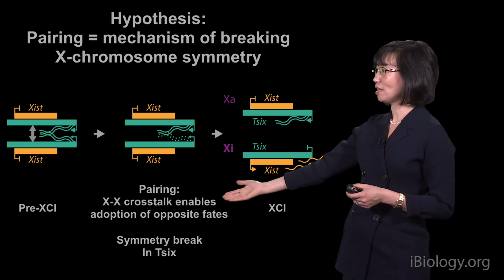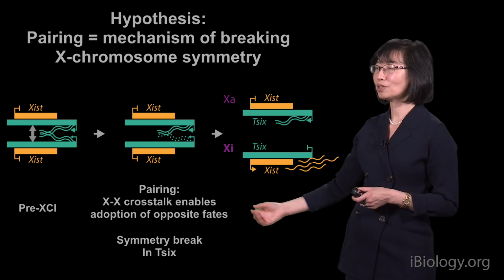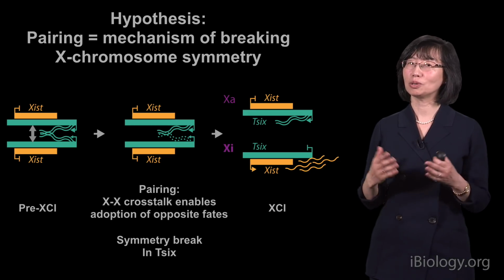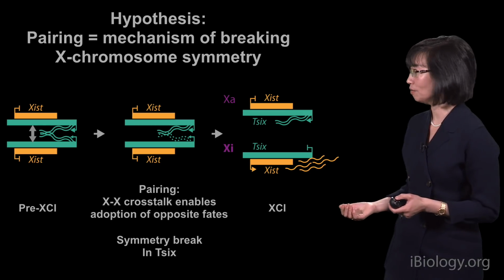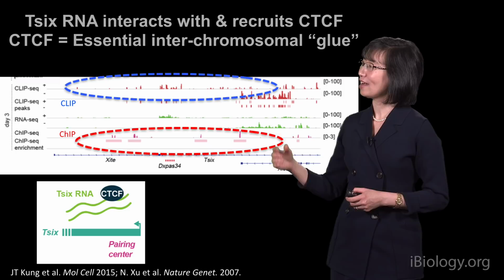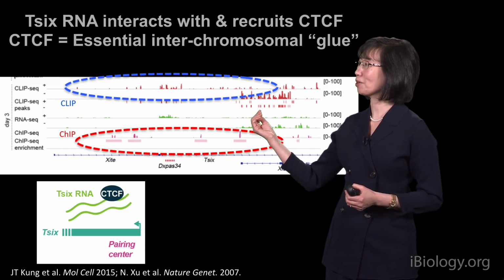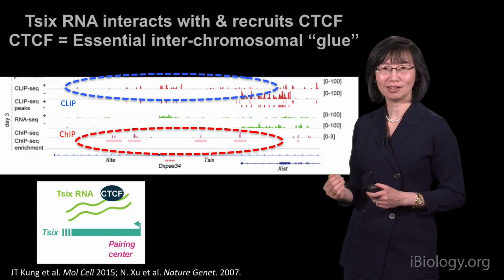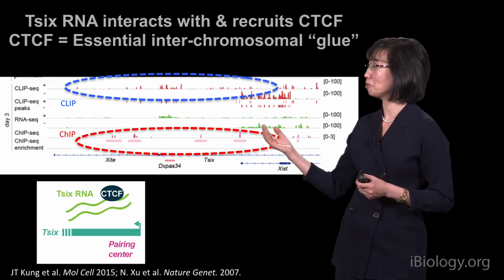So we propose then that XX pairing is a mechanism of crosstalk which allows the two chromosomes to adopt mutually exclusive fates of active and inactive X chromosome. We've also observed that CTCF, this very versatile zinc finger transcription factor, is essential for X chromosome pairing by serving as an inter-chromosomal glue.